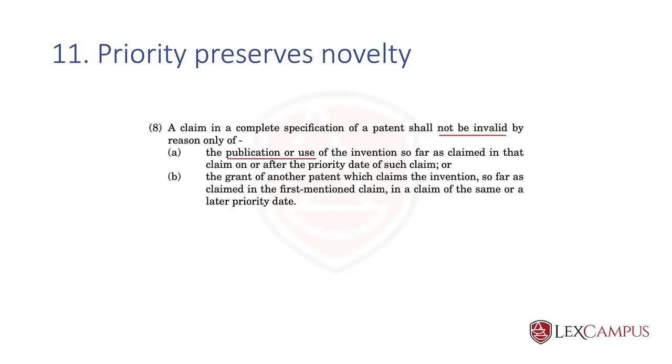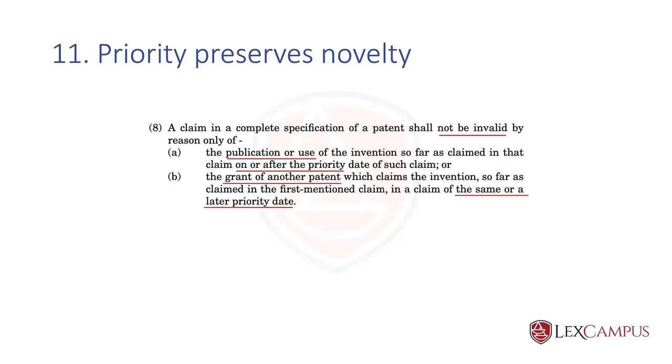Same thing with section 25 as well, the grounds of opposition. So you'll find that these are all anticipation by publication, anticipation by use of an invention, so far as claimed in that claim on or after the priority date of such claim. So as long as the priority is preserved, any publication on or after the priority date does not affect the novelty. So the novelty is preserved. And the second thing is that the grant of another patent which claims the invention, so far as claimed in the first mentioned claim, in a claim of the same or a later priority date, also will not be treated as affecting the novelty.